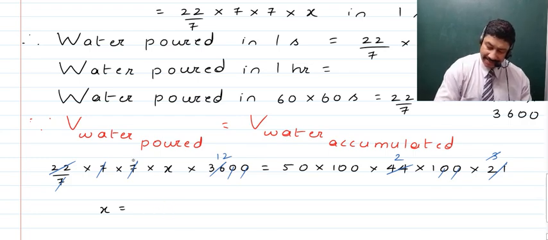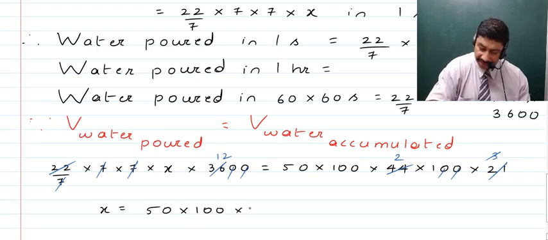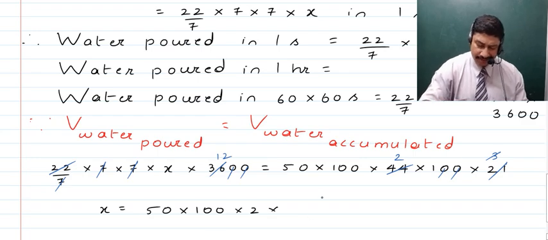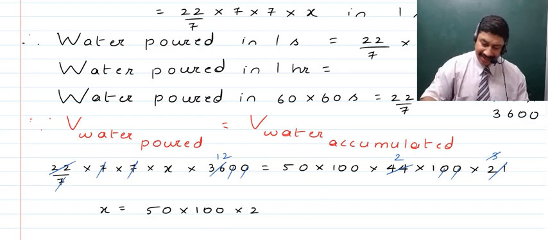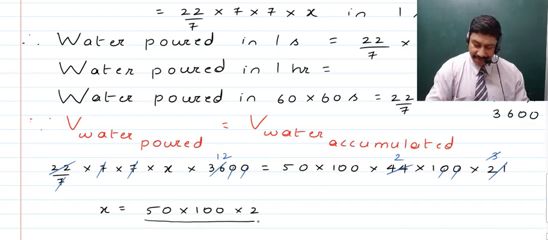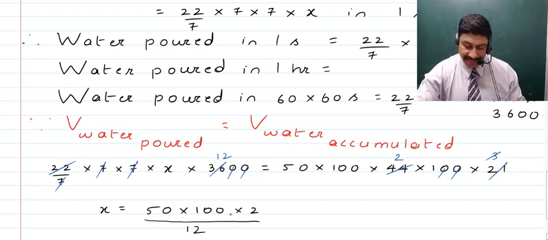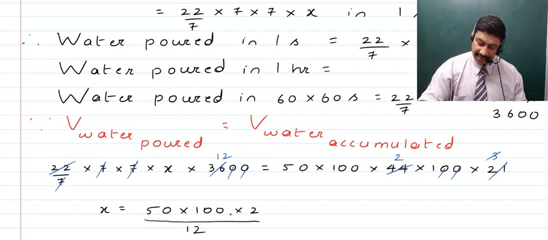At this time, to simplify this further, we will now have 50, which is multiplied with 100, which is further multiplied with 2, which is further multiplied with nothing. And in the denominator, we now have 12, which is left over from the left hand side, and I think that is all right. 50 into 100 into 2.